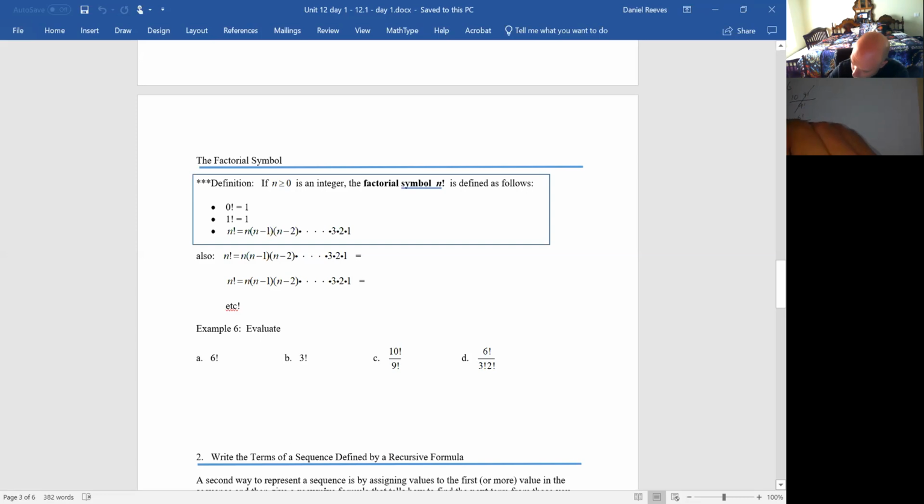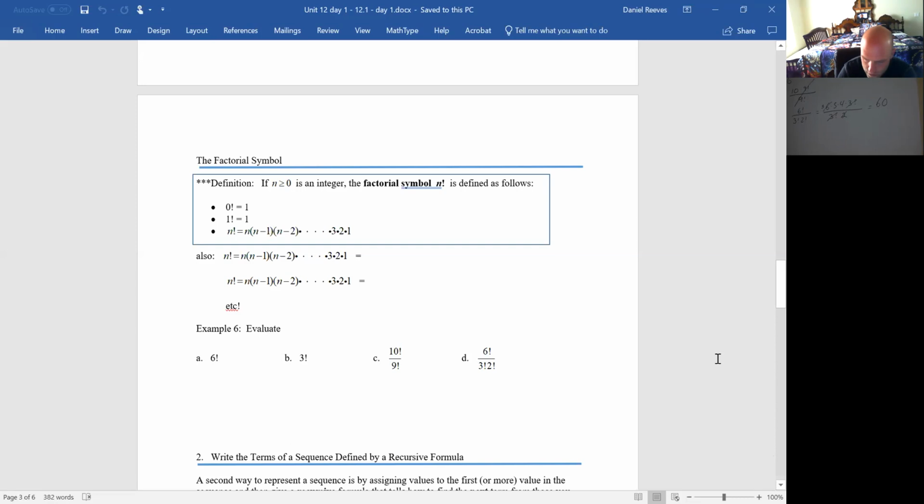6 factorial over 3 factorial, 2 factorial. I'm going to write as 6 times 5 times 4 times 3 factorial over 3 factorial. And 2 factorial is just 2. That goes away. That goes away. I'm going to turn this into a 3 and cross that out. 20 times 3, my answer is 60.